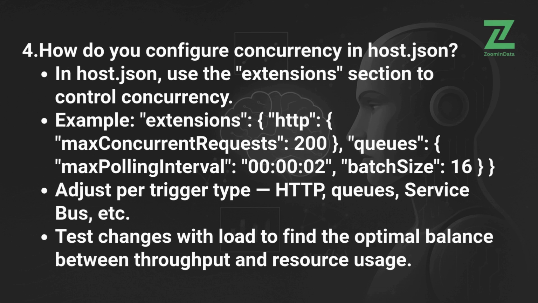How do you configure concurrency in host.json? In host.json, use the extensions section to control concurrency. Example: extensions, http, maxConcurrentRequests, 200, queues, maxPollingInterval, 0 hours 0 minutes and 2 seconds, batchSize, 16. Adjust per trigger type: HTTP, queues, service bus, etc. Test changes with load to find the optimal balance between throughput and resource usage.